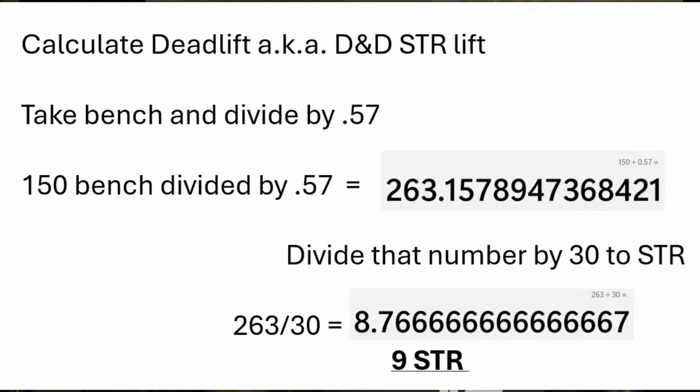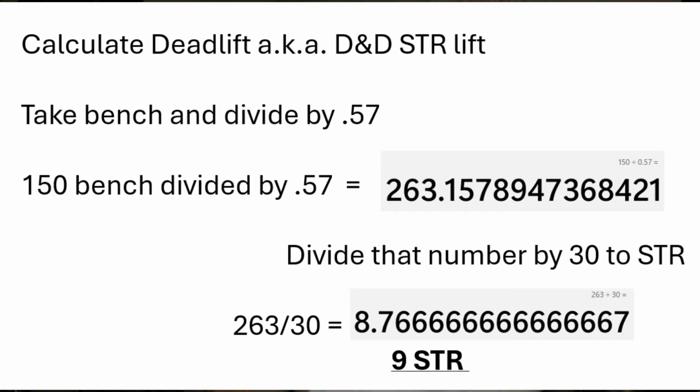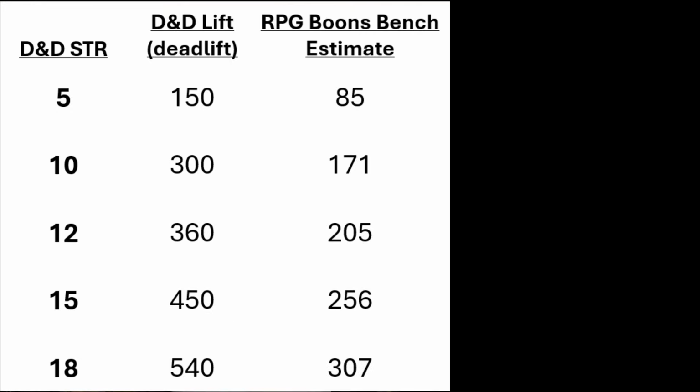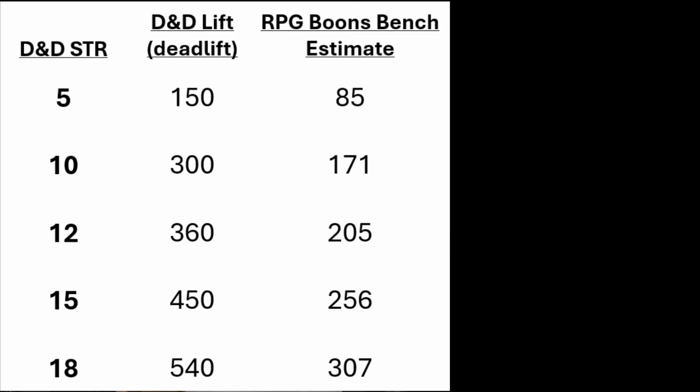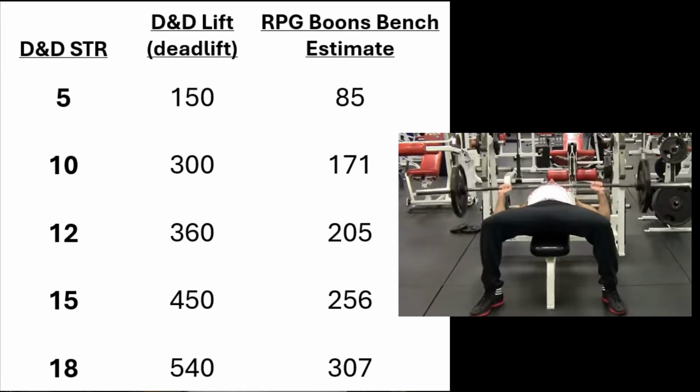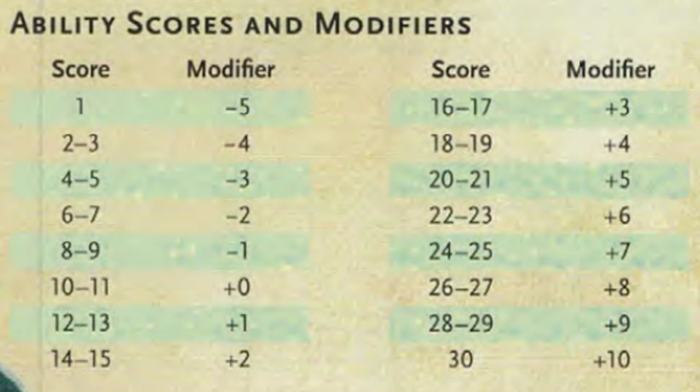So now based on that, we can calculate your actual strength. By simply dividing your bench press by 0.57, it's going to give you a deadlift number. Then you can take that deadlift number, divide it by 30, and that's going to give you an estimate of your strength. Now here's a quick reference sheet. You can basically see your strength in D&D terms on the left. Now that we know that deadlift and D&D lift are essentially the same, we can use that to directly calculate your D&D strength. You can look at your bench press on the right and then basically see what your D&D strength would be. Now we can look at those ability score modifiers.